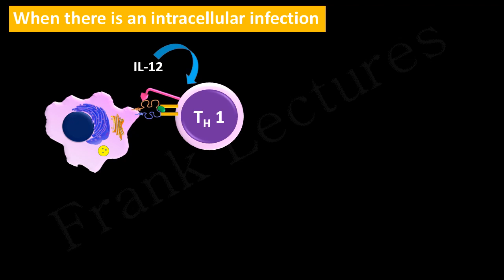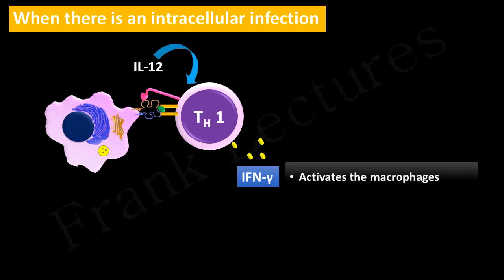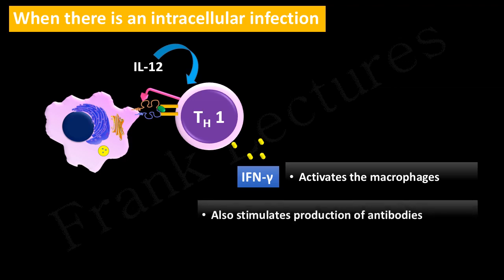This T helper type 1 cell now starts secreting interferon gamma. Interferon gamma activates the macrophages and enhances their microbicidal activity to kill ingested bacteria. This interferon gamma also stimulates the production of antibodies that promote phagocytosis of microbes, since these antibodies act as complement proteins. Recall that complement proteins enhance phagocytosis by a process known as opsonization.